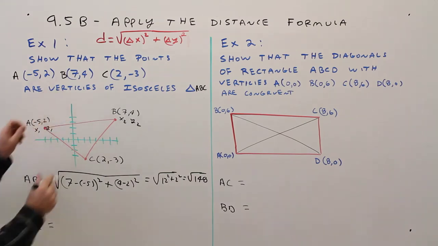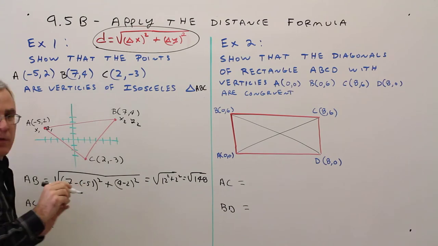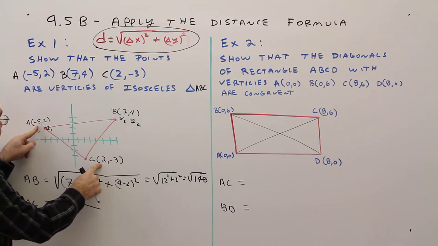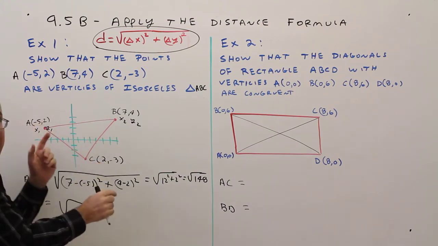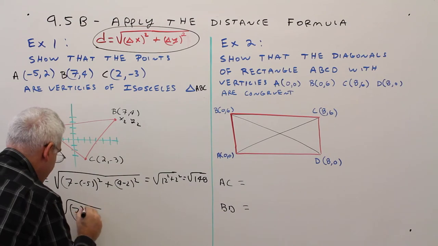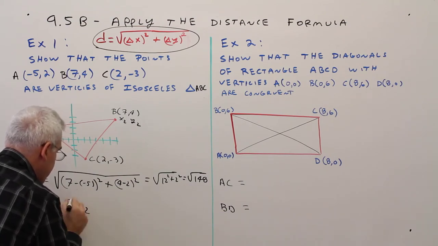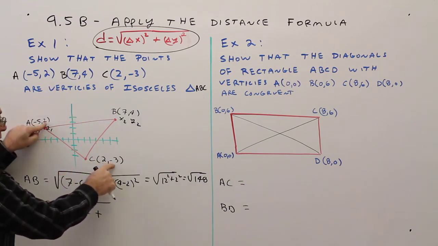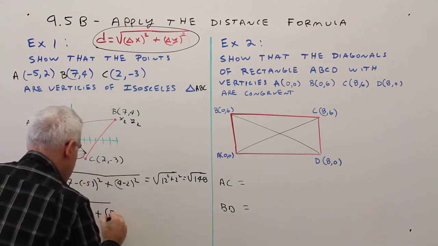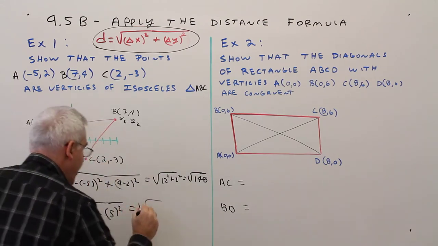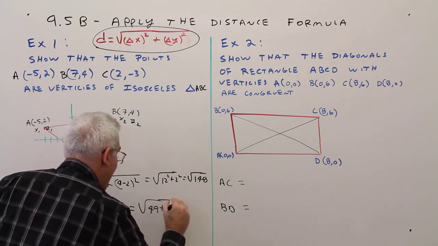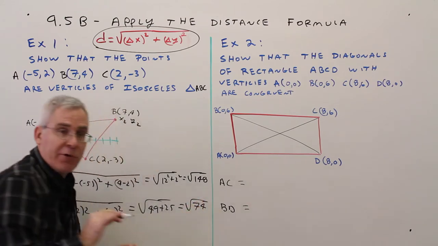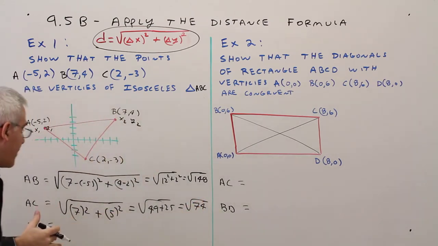Now from A to C. So now I'm going to use this method and just show you how it's a little bit easier. So from A to C, the square root, the change in x from negative 5 to 2, well, that's 7 units. So 7 squared plus the change in y from 2 to negative 3, that's 5 units. So that's going to be the square root of 49 plus 25, which will be the square root of 74. Again, I don't have to simplify, I'm just trying to show that they're the same distance.